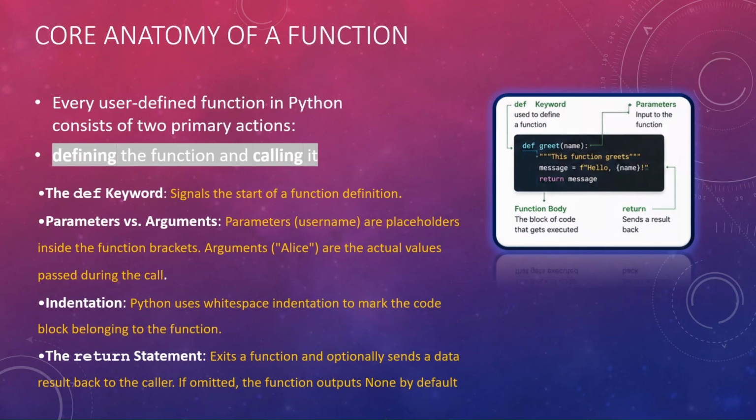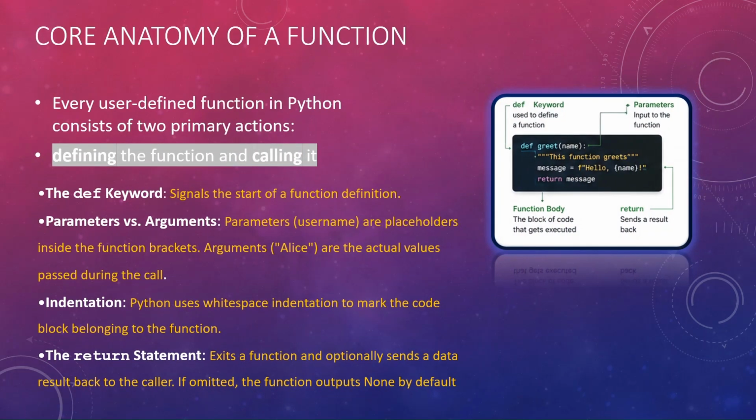So what is the anatomy of a function? How do you define it in Python? There are two parts to functions. Okay, you need to define the function first. So defining the function is the first part and calling it is the second part. Now when you define the function, how do you define it? Python has its rules, right?